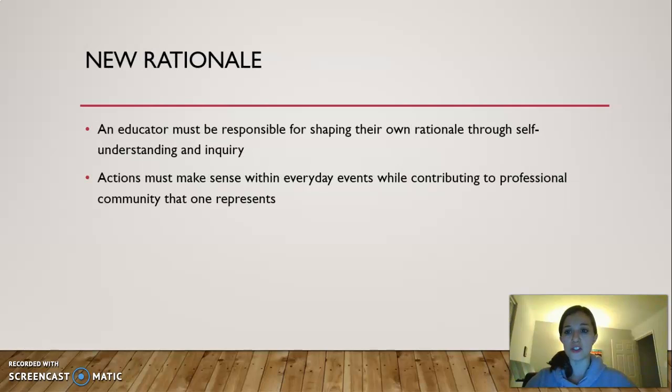The new rationale that she suggests is that an educator must be responsible for shaping their own rationale through self-understanding and inquiry, and actions must make sense within everyday events while contributing to the professional community that one represents. So what we're doing has to have a lot of reasoning behind it. We need to be able to analyze those thoughts efficiently so that when we share with coworkers or colleagues, we have a basis and understanding for why we're doing what we're doing, and can see if our other professionals in our community are doing the same thing.